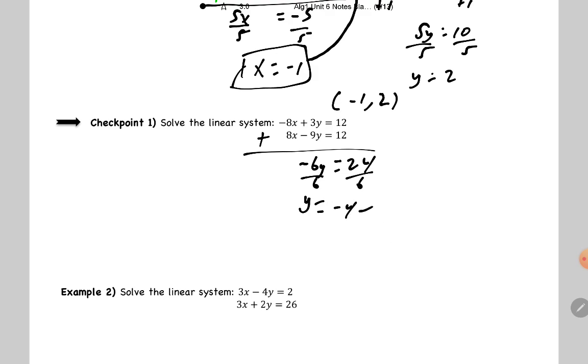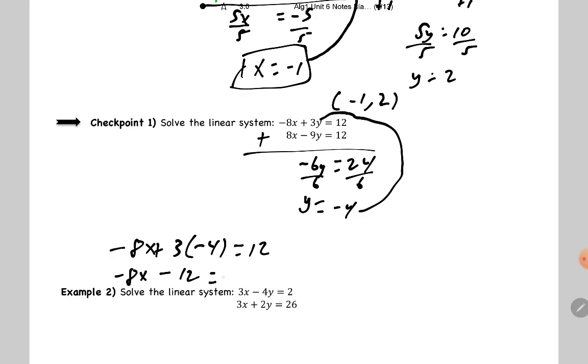I'm going to plug this back in to one of the equations. So I have negative 8x plus 3 times y, which is negative 4, equals 12. So I have negative 8x minus 12 equals 12. So I'll get negative 8x equals 24 when I add 12 over to both sides. Divide by negative 8. And I'll get x equals negative 3.